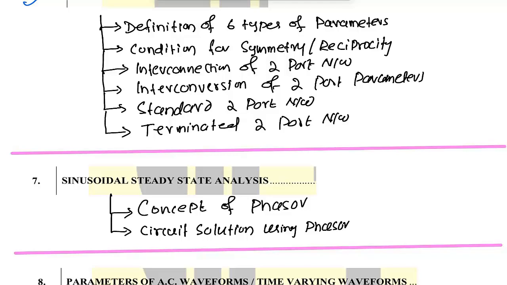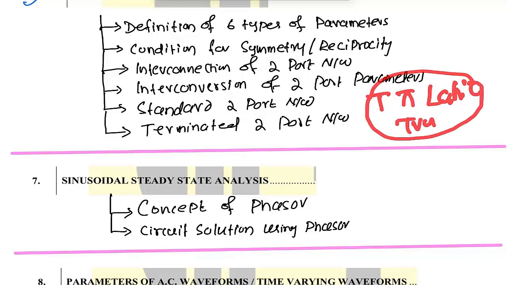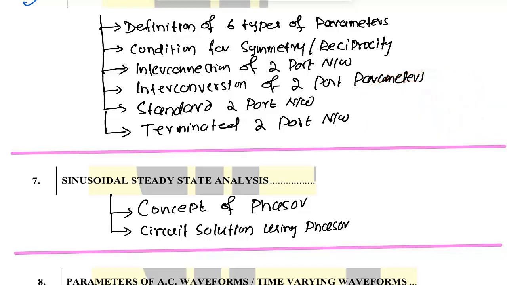What are the networks? T network, pi network, lattice network, and the transformer. These things you should memorize. To be very specific, T, pi, and lattice networks, you should definitely memorize.